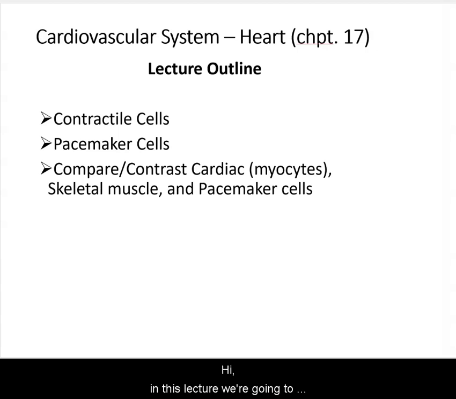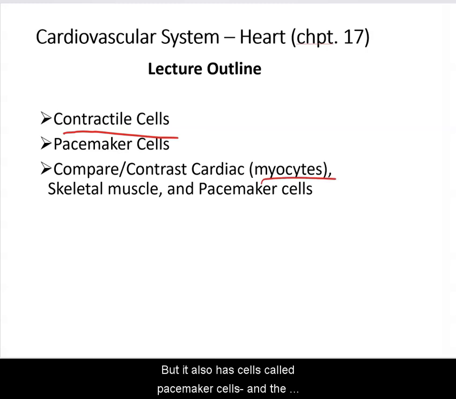Hi, in this lecture, we're going to look more at the microscopic anatomy of the heart by looking at the cellular level. Now, the heart is different because it has your contractile cells, which are the cardiac muscle cells known as the cardiac myocytes, but it also has cells called pacemaker cells. And the pacemaker cells can depolarize all on their own. They're called autorhythmic cells. They're highly excitable cells. We will talk about both types of cells, and then we'll wrap up by comparing and contrasting the cardiac muscle cells with skeletal muscle cells and the pacemaker cells. And we'll be looking at both the anatomy and the physiology of these cells.